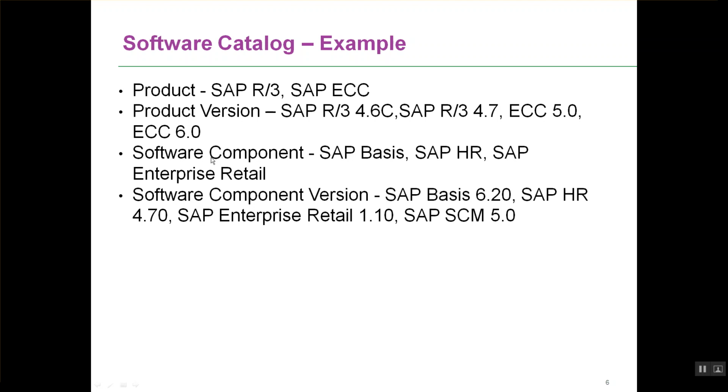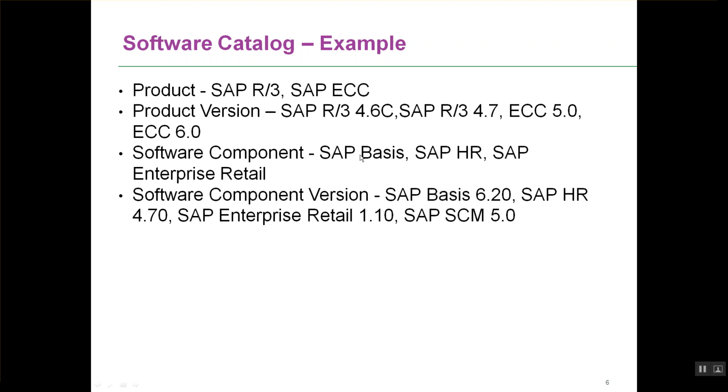Then what is a software component and what is a software component version? A software component is nothing but the granular modules or units that form a product. If you're from a basis background, you would know that an SAP R3 4.6c system will have multiple software components, right? You will have an SAP Basis component, you will have an SAP HR component, you'll have an SAP enterprise retail component. So all of this forms what we call a software component, and the software component version is nothing but, for this software component, what is the version?